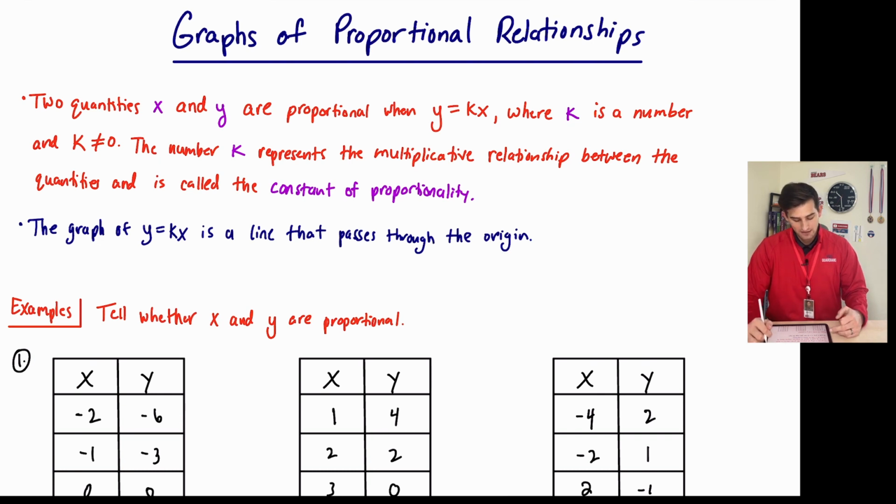So that tells me that the graph of y equals kx is a line that passes through the origin. We can always tell just by visually looking at a graph if it is proportional: if it goes through the origin, that means the y-intercept, or the value of b in y equals mx plus b, is 0, okay?